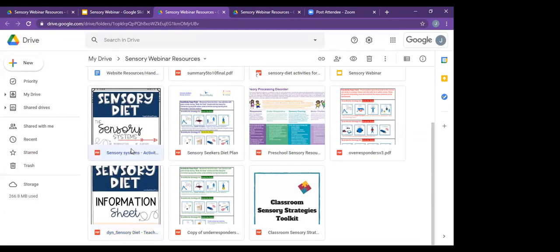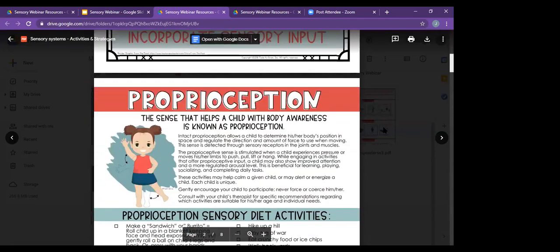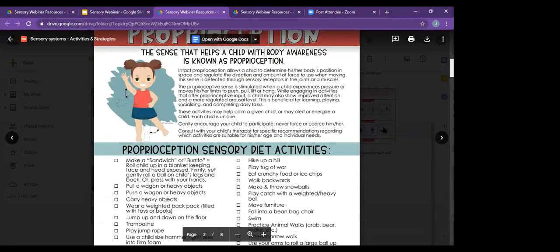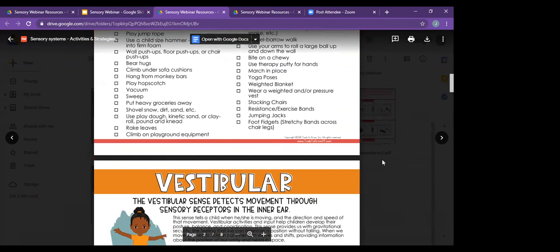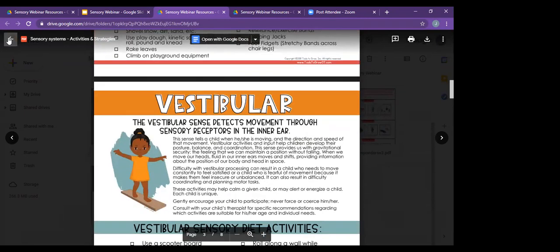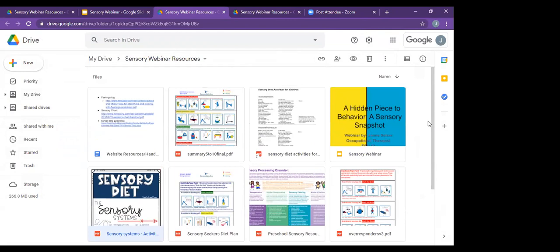And then this is a great tool to have for home. It goes through each sensory system, what things might look like if your child needs proprioception feedback, and some great ideas that really don't require equipment. So it goes through each sensory system. This is a great From Tools to Grow website I found a couple of years ago. So that is it for the resources.